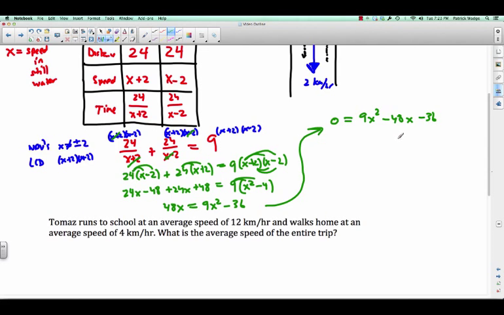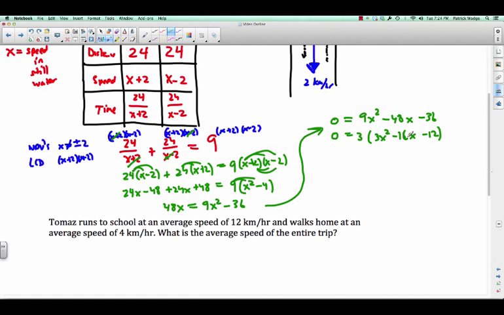Looks like Bobby Bridge, and it might be Bobby Bridge, but before we do Bobby Bridge, you should look for greatest common factors, and there is one. The greatest common factor is 3. So you get 3 times 3x squared minus 16x minus 12.